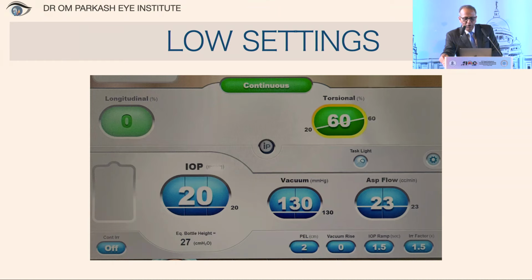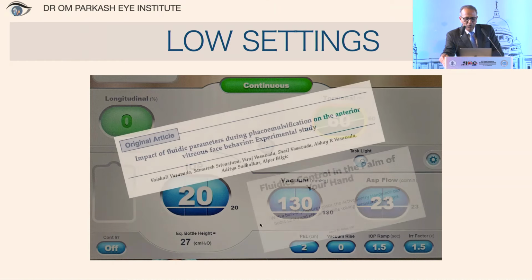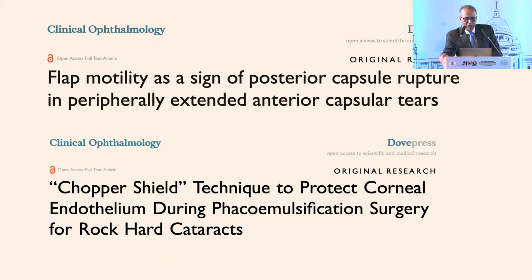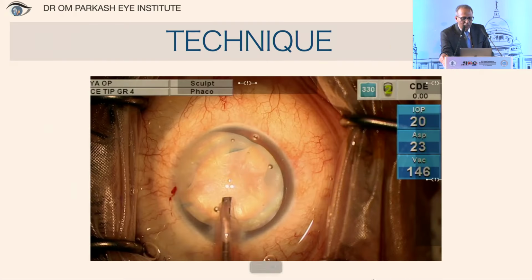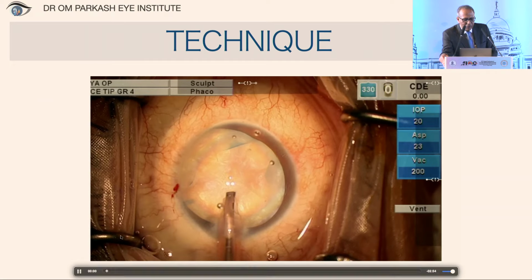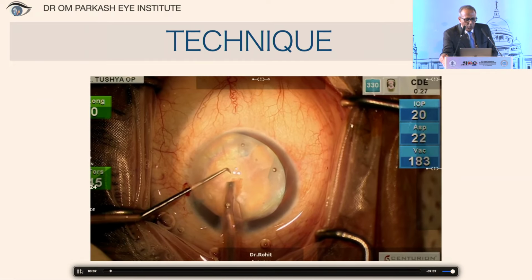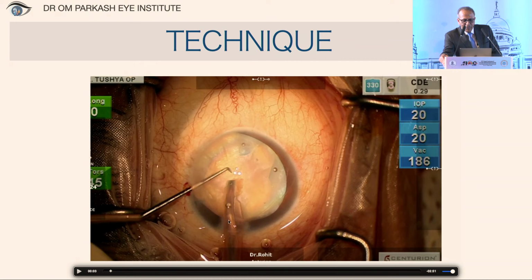The aspiration flow rate is around 23. So this is what, and with this, all these things which I have already talked about. Flap motility sign was published way back, we are all aware of. So safe techniques I've talked about, let's see this. Now in this you will find the first thing is site of incision. Now what is this site of incision? This site of incision is not in line with the rhexis tear. So that is the first thing. So this is a good factor.